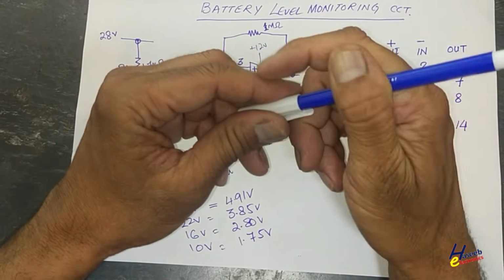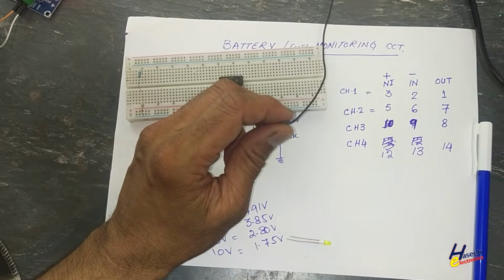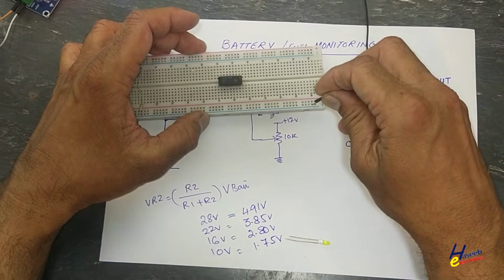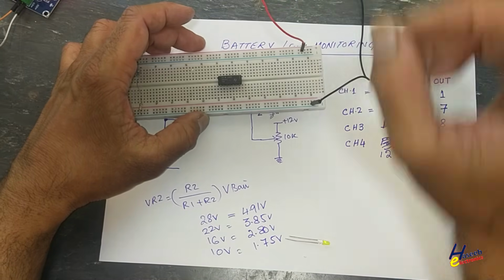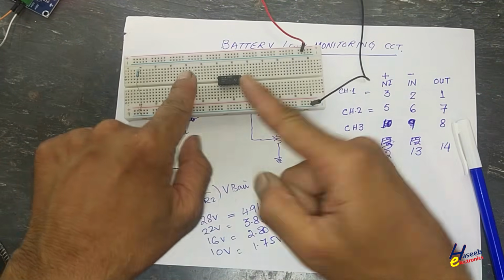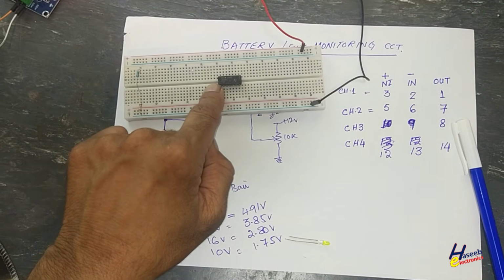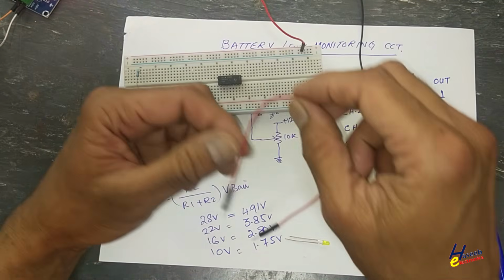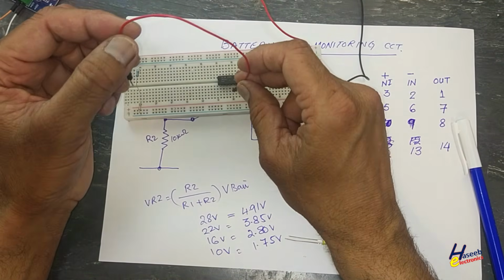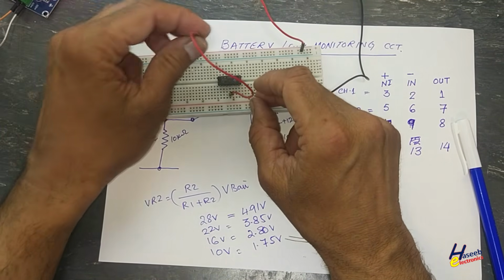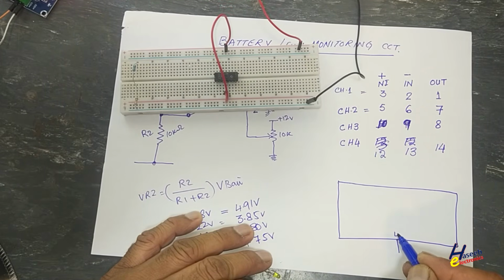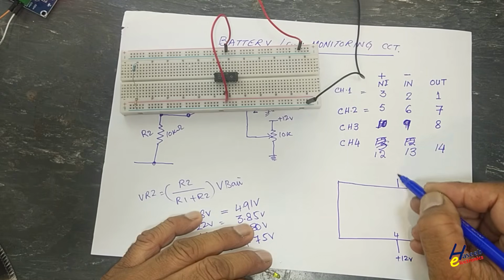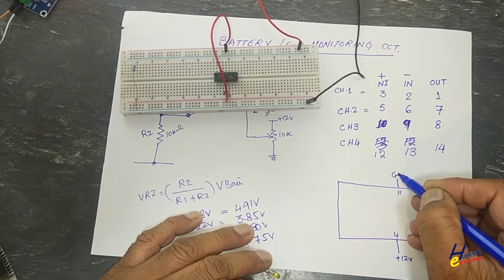Let's make this circuit. I will use 12 volt power supply, common here, positive here. This power supply is to power up this IC. Pin 4 positive. Pin number 4 positive 12 volt. Pin number 11 ground.